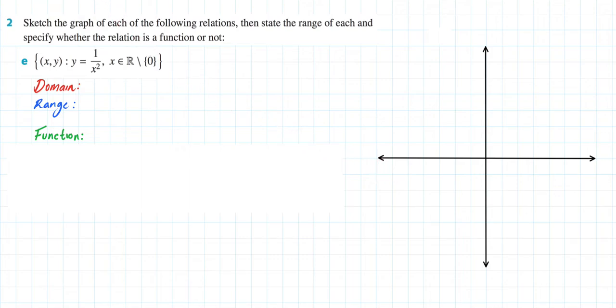So we're doing exercise 5C, and in this video I'm going to be answering question 2E, which is asking us to sketch the graph of each of the following relations, then state the range of each and specify whether the relation is a function or not.